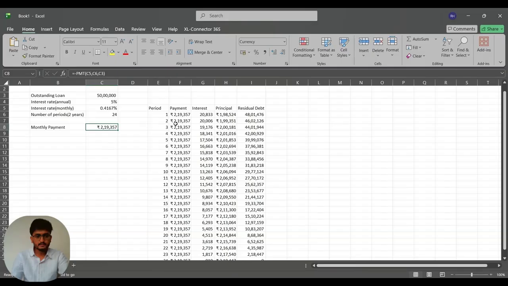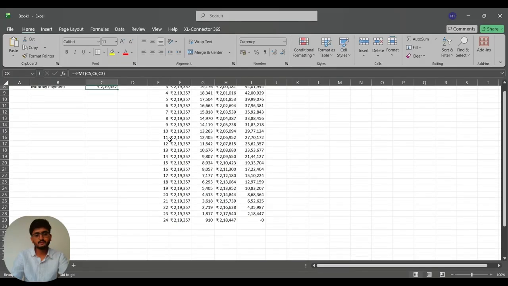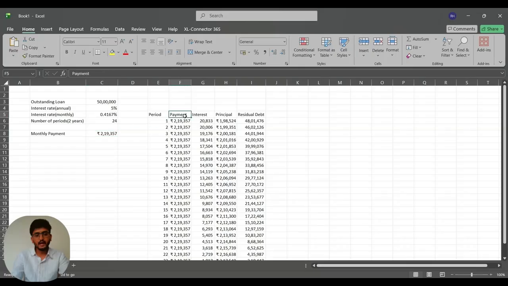Now let us walk through the first few months of the amortization table to understand the pattern. First, the periods: it's 24 months that we have to repay. Then the payment column, how much interest we are going to pay per month, and the principal, which is the payment minus the interest, the amount we pay to the bank. After that, the residual debt.